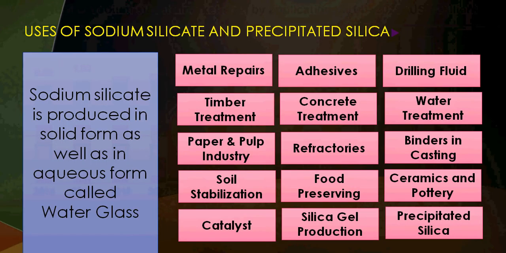So, uses of sodium silicate and precipitated silica. Sodium silicate is produced in solid form as well as in aqueous form, which is called water glass. Sodium silicate is used in many applications. I have shown here only a few of them, like water treatment, refractories, food preserving, ceramics and pottery, and making precipitated silica, etc.